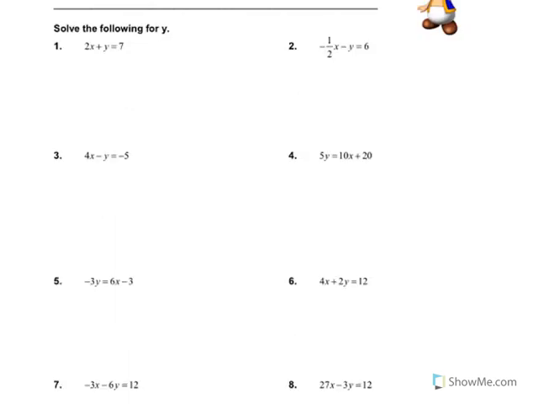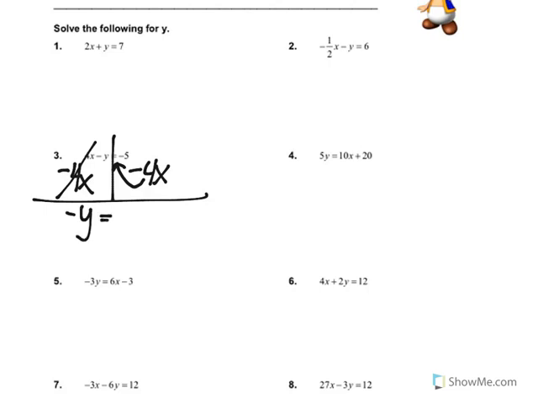Number 3. We have 4x minus y equals negative 5. So let's take the x over. We're going to subtract 4x on both sides. I'm going to take that minus 4x and tuck it right in front of the minus 5. So these cancel out, and now we have negative y equals negative 4x minus 5.